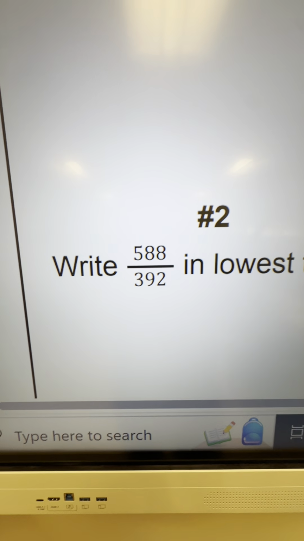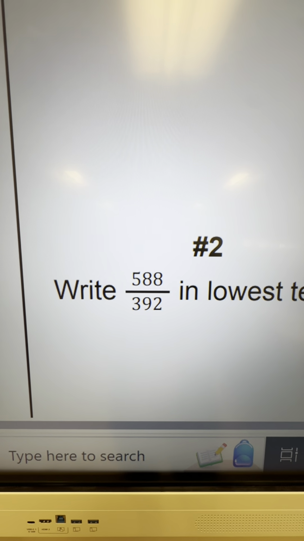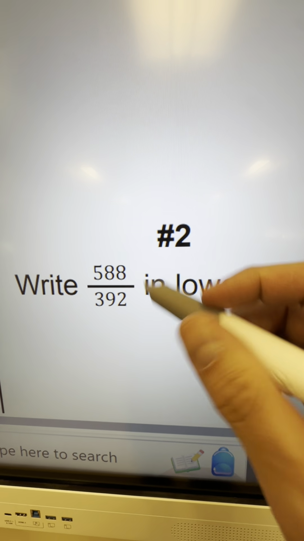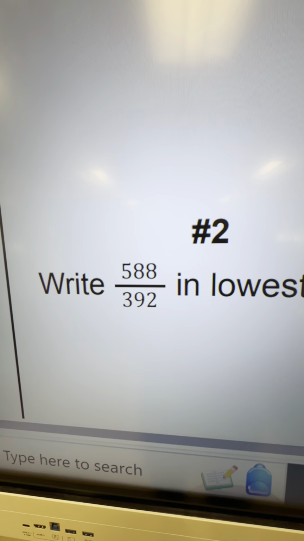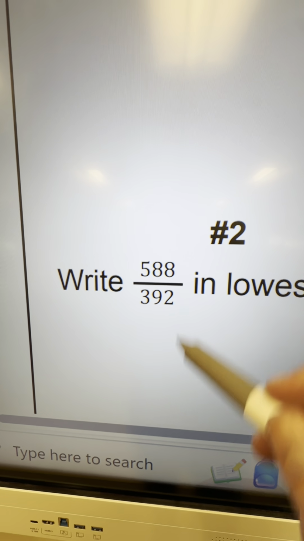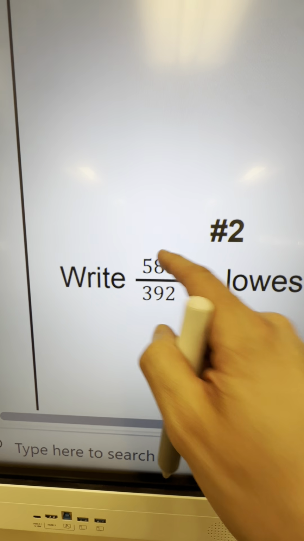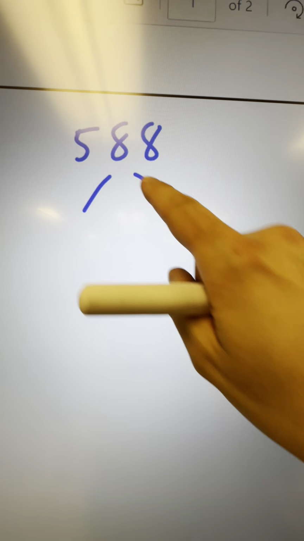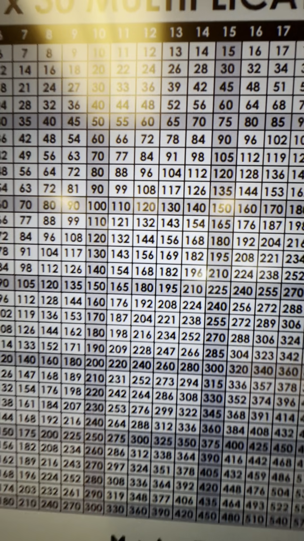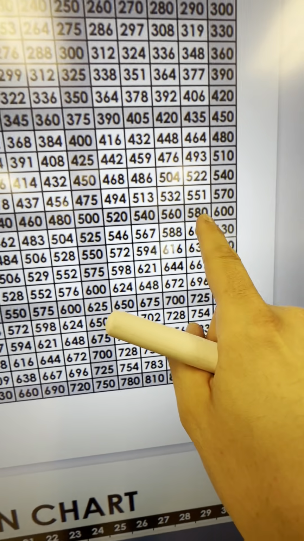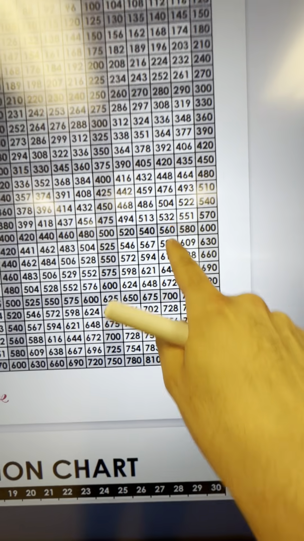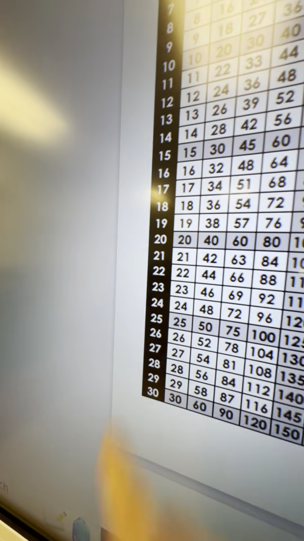Now we're going to repeat the same exact process for example number 2, 588 divided by 392. We're going to rewrite this into its lowest terms. Remember, lowest terms means we're going to eliminate the common factors between these two numbers. To make it easier to see what the common factors are, we're going to write the prime factorization of each of these numbers. To figure out the factors of 588, I'm going to go to my multiplication chart and scan through for 588, which I can see is right here. That would be 28 times 21.